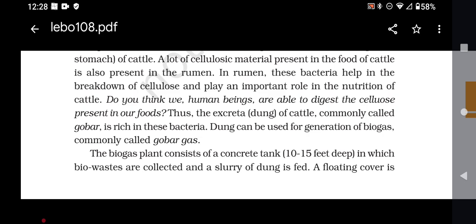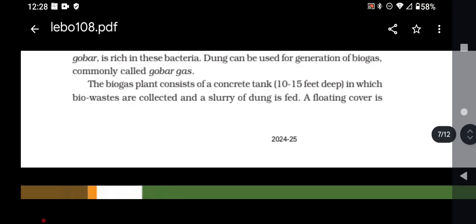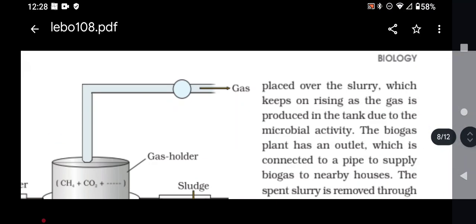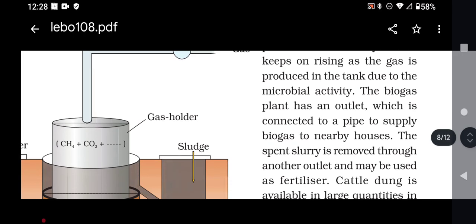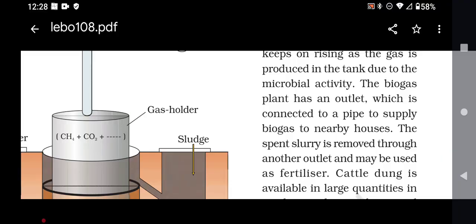The biogas plant consists of a concrete tank 10 to 15 feet deep in which biowastes are collected and a slurry of dung is fed. A floating cover is placed over the slurry which keeps on rising as the gas is produced in the tank. Due to the microbial activity, gas is produced. The biogas plant has an outlet which is connected to a pipe to supply biogas to nearby houses. The spent slurry is removed through another outlet and may be used as fertilizer.